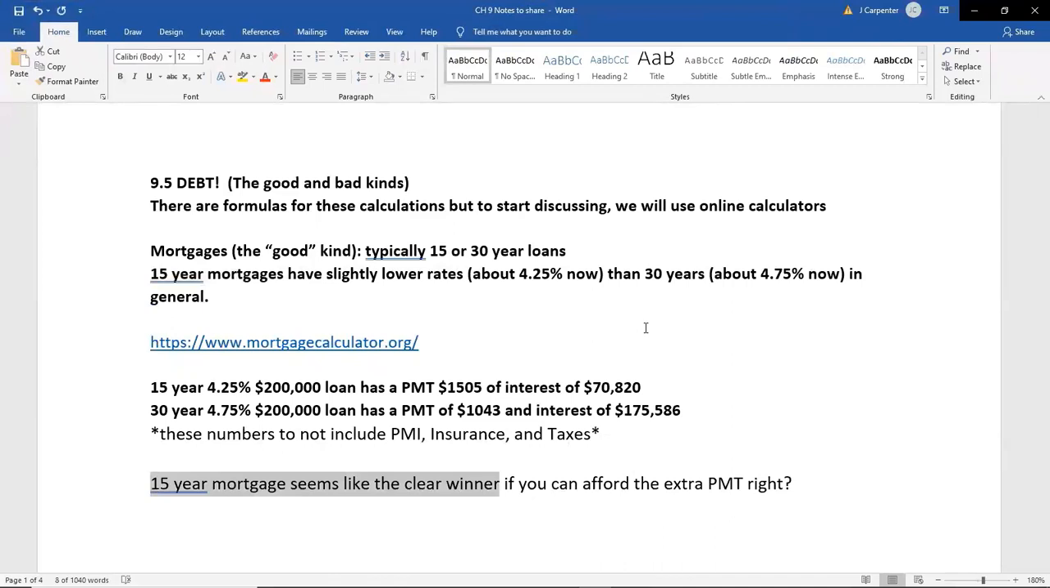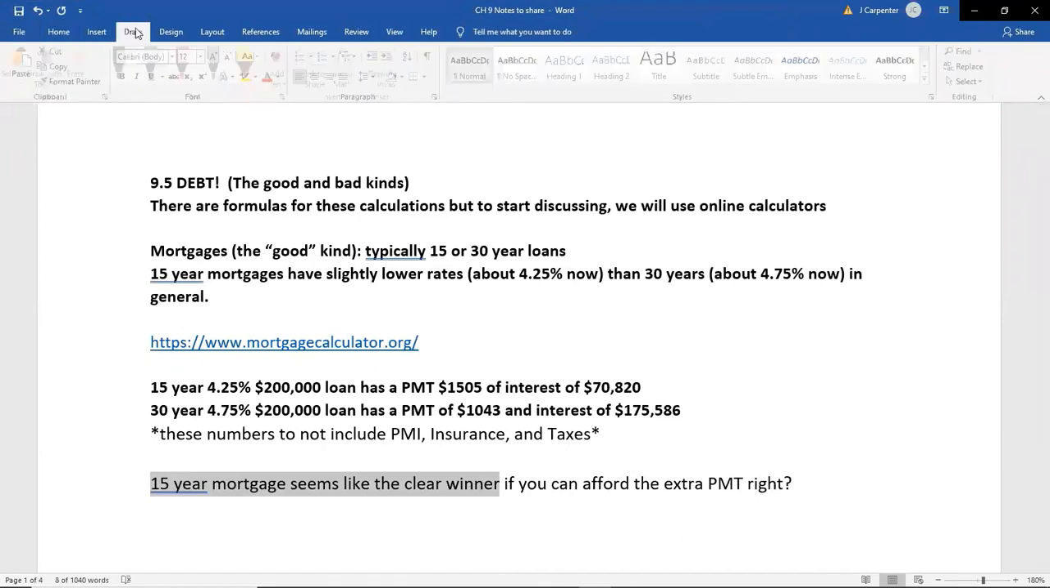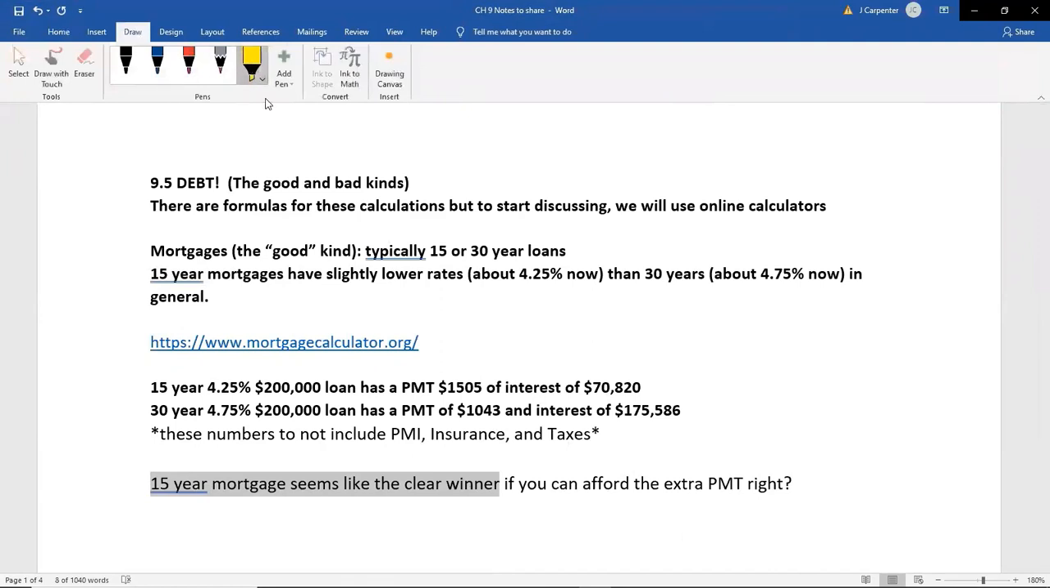A person thinking about 1 month at a time is going to say the exact opposite of this. They're going to say the 30-year is the clear winner. Why? Long pause while my highlighter pops up. This is the clear winner because you're paying $1,043 a month instead of $1,505 a month. So I disagree. I'm the short-term person right now.